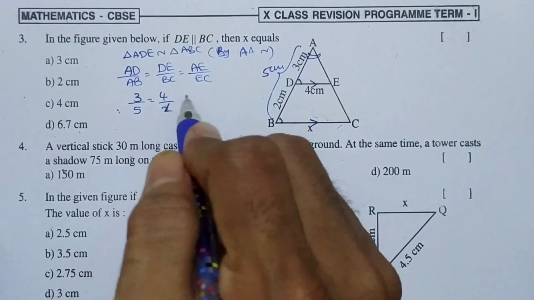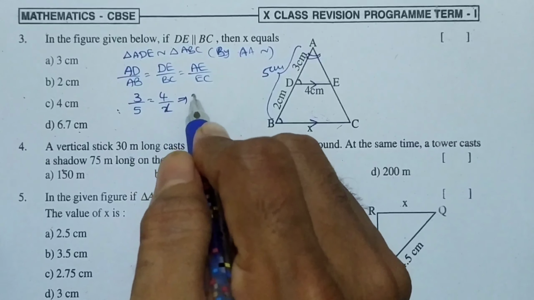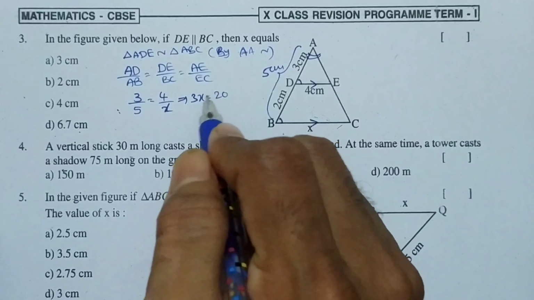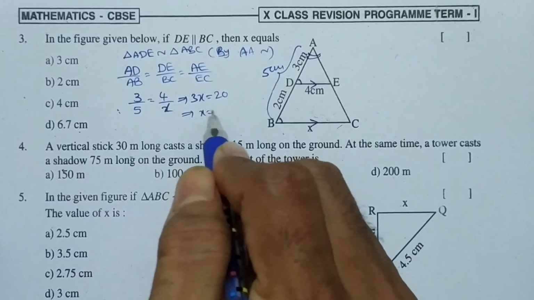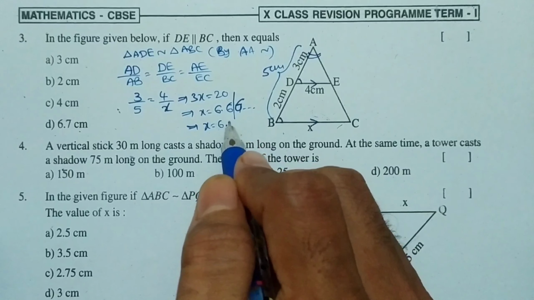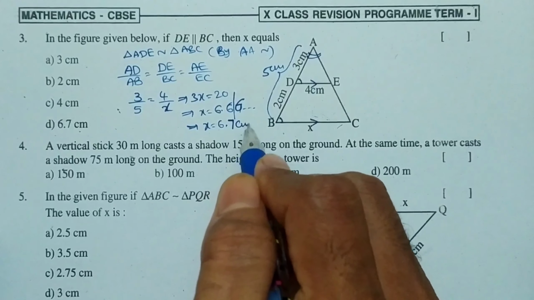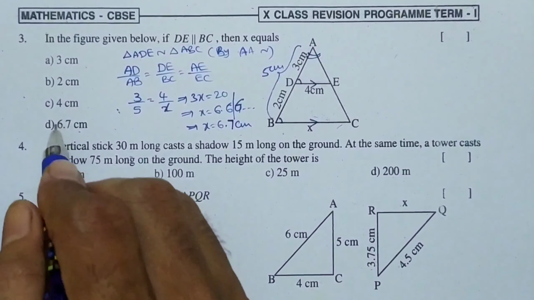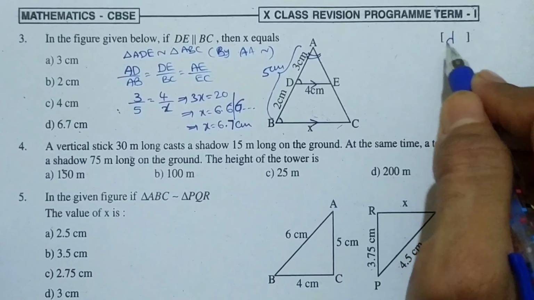Now let us do cross multiplication. Here 3 into x is 3x, equal to 5 fours are 20. So x equals 20 by 3, it is around 6.67 and so on. So it's actually 6.66 and so on. Now from the answers you see it can be adjusted to 6 point. Here you see the next digit is more than 5, so 1 can be added to this. So it is 6.7 centimeter. From the options you see option D is the right answer.